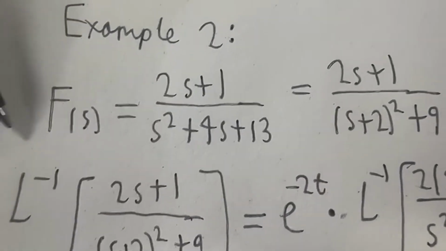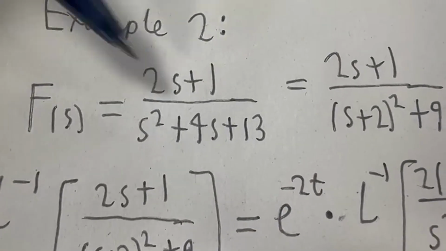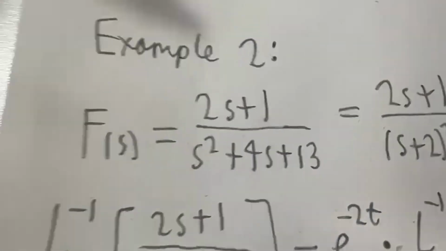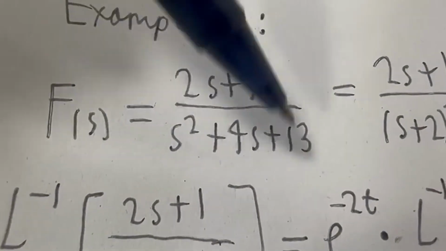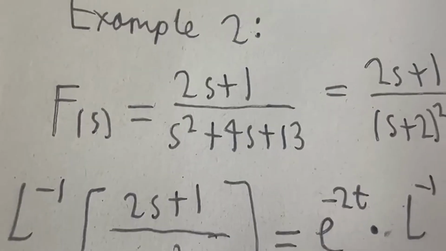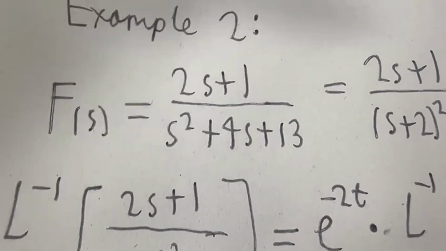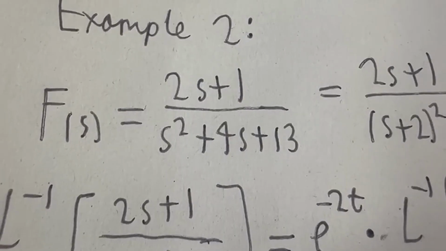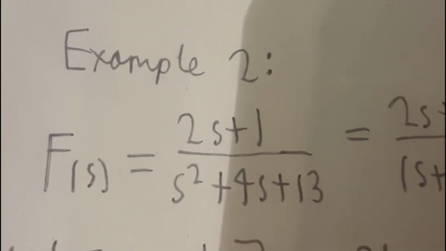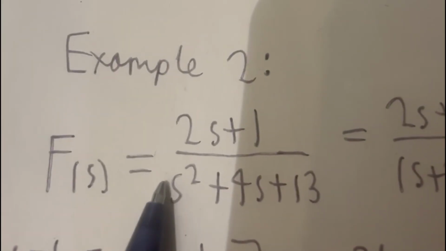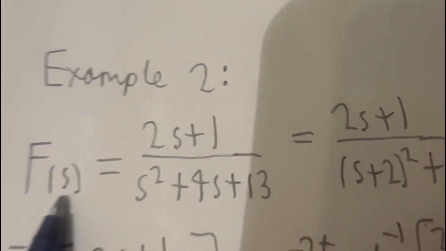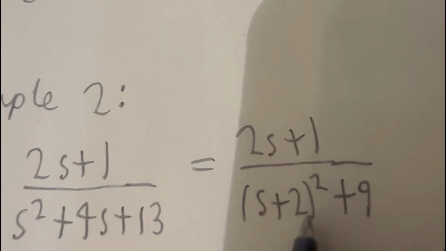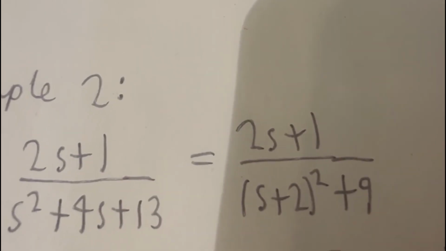So second example, we have a function in terms of s: 2s plus 1 divided by s squared plus 4s plus 13. Now normally when you have a function like this, we want to factorize this denominator and then do partial fractions. If you try to do that with this, it doesn't really give us two clean sets of brackets. And instead we have to do completing the square. So this s squared plus 4s plus 13 becomes s plus 2 squared plus 9.